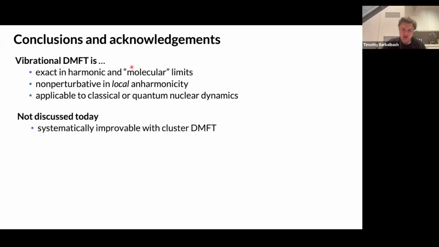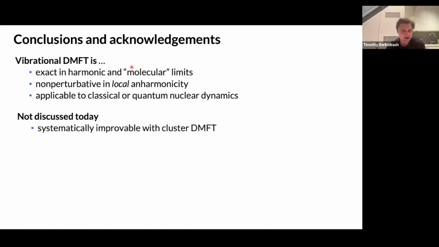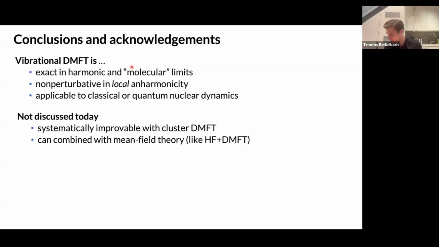I didn't have time today to talk about some other interesting things. We've shown that it is indeed systematically improvable by doing cluster dynamical mean field theory. That works quite well in everything we've tested so far. It can be combined with a more accurate low-level Green's function as the lattice Green's function. That would be something like doing Hartree-Fock plus DMFT for fermions. So we can do basically self-consistent phonon plus DMFT.